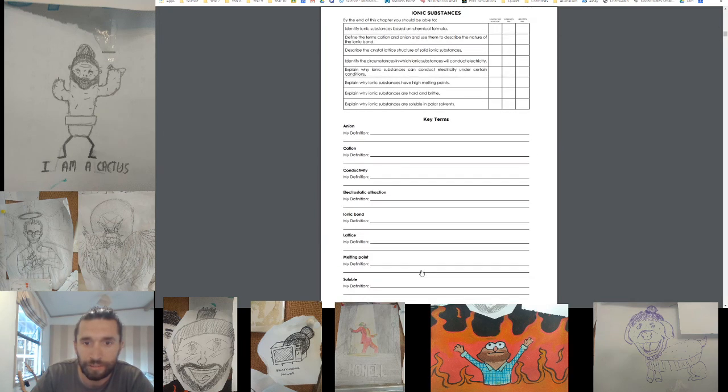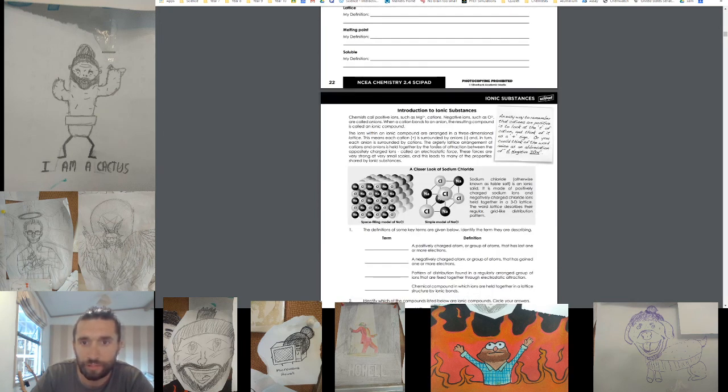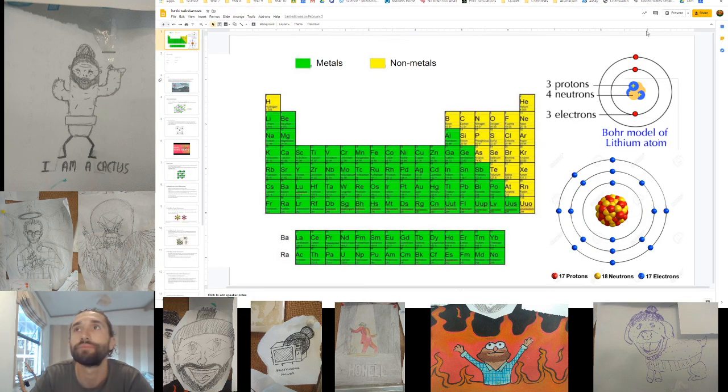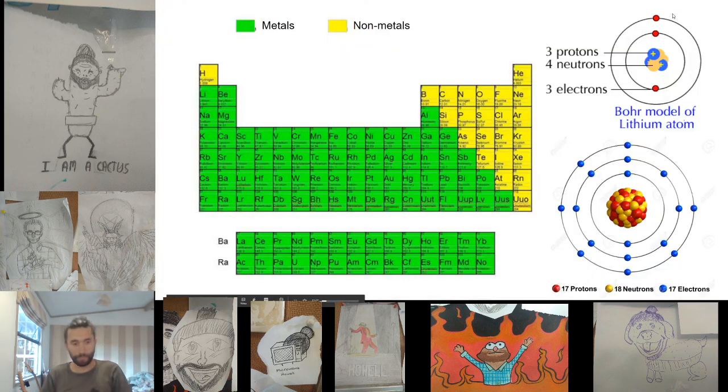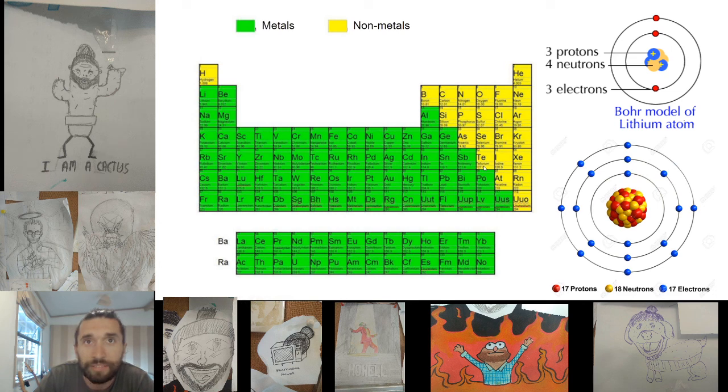But what we are looking at today is the first introduction to ionic substances. So what is an ionic substance? First, we'll look at this periodic table, and we can see that it's split into two parts. The yellow bit on the right, which are nonmetals, such as oxygen, nitrogen, carbon, and the bit on the left, which are metals. We've got sodium, copper, iron, tungsten, stuff like that.